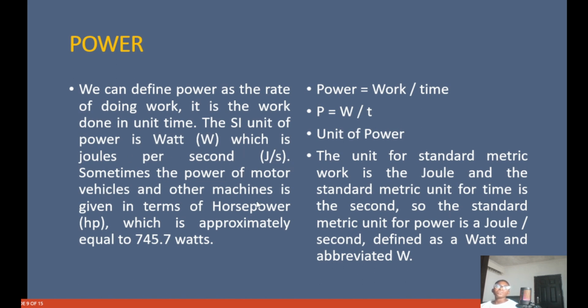Sometimes the power of motor vehicles and other machines is given in terms of horsepower, which is approximately equal to 745.7 watts. So power is equal to work done divided by time taken. Don't forget that. And so let's derive so many formulas for power.